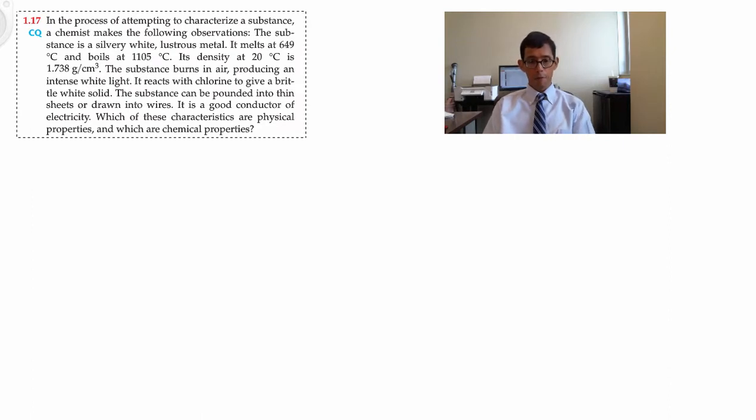It reacts with chlorine to give a brittle white solid. It can be pounded into thin sheets or drawn into wires. It's a good conductor of electricity. Which of these characteristics are physical and which are chemical? So, physical is when you can observe it and the substance doesn't change into something else. Chemical is when, in the process of observing the property, it changes into something else.